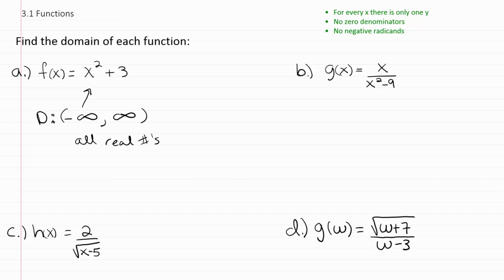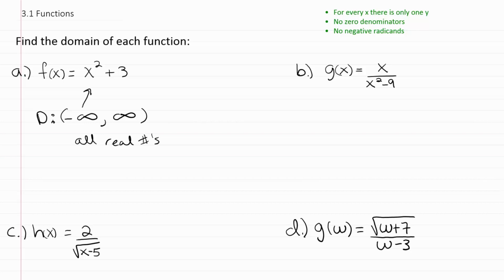Any number you put in there, you can certainly square it and then add 3 to it, and that's going to be fine. We won't run into any situation where we'll get a 0 in the denominator, and we won't run into any situation where we have a negative under an even root. So we're okay in A to put anything into the function we want. So the domain, the input in other words, can be any real number.